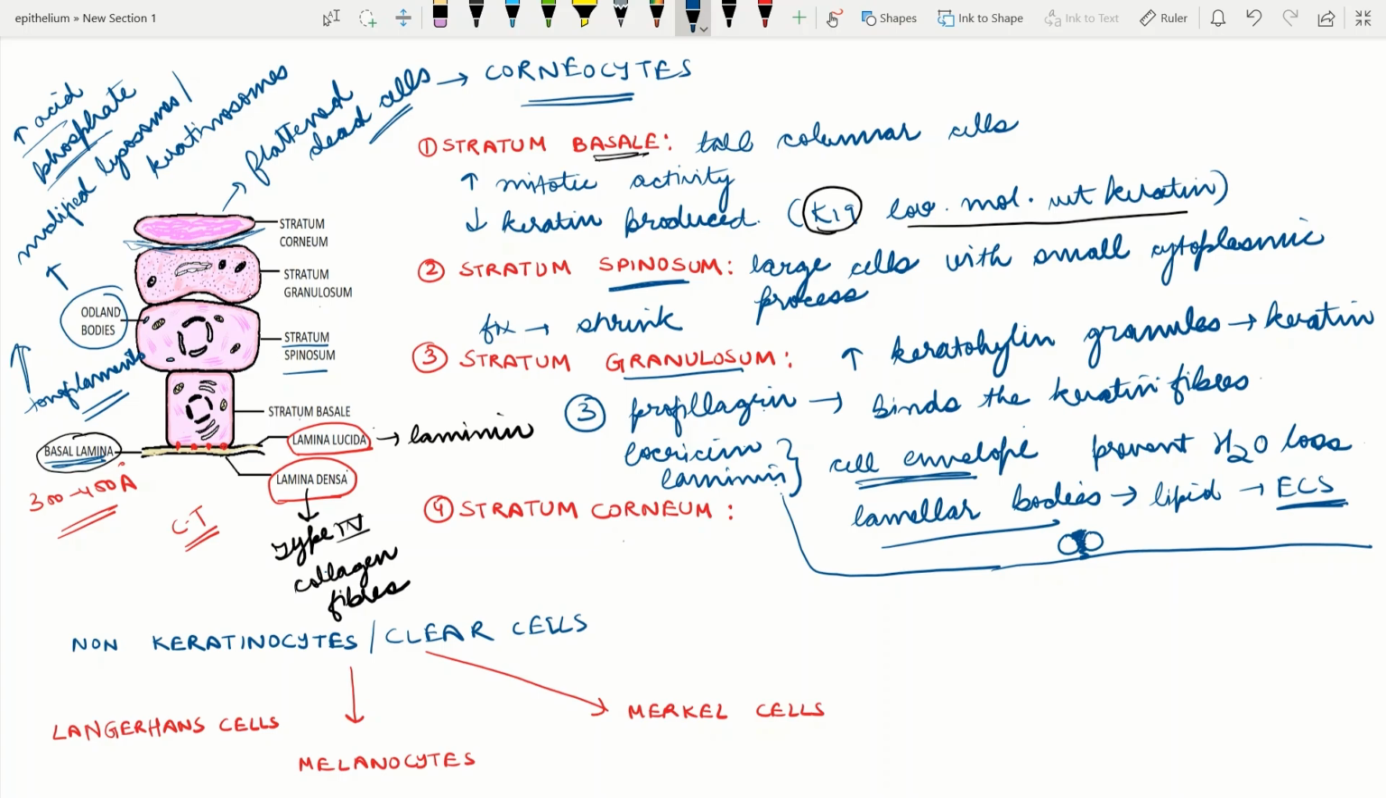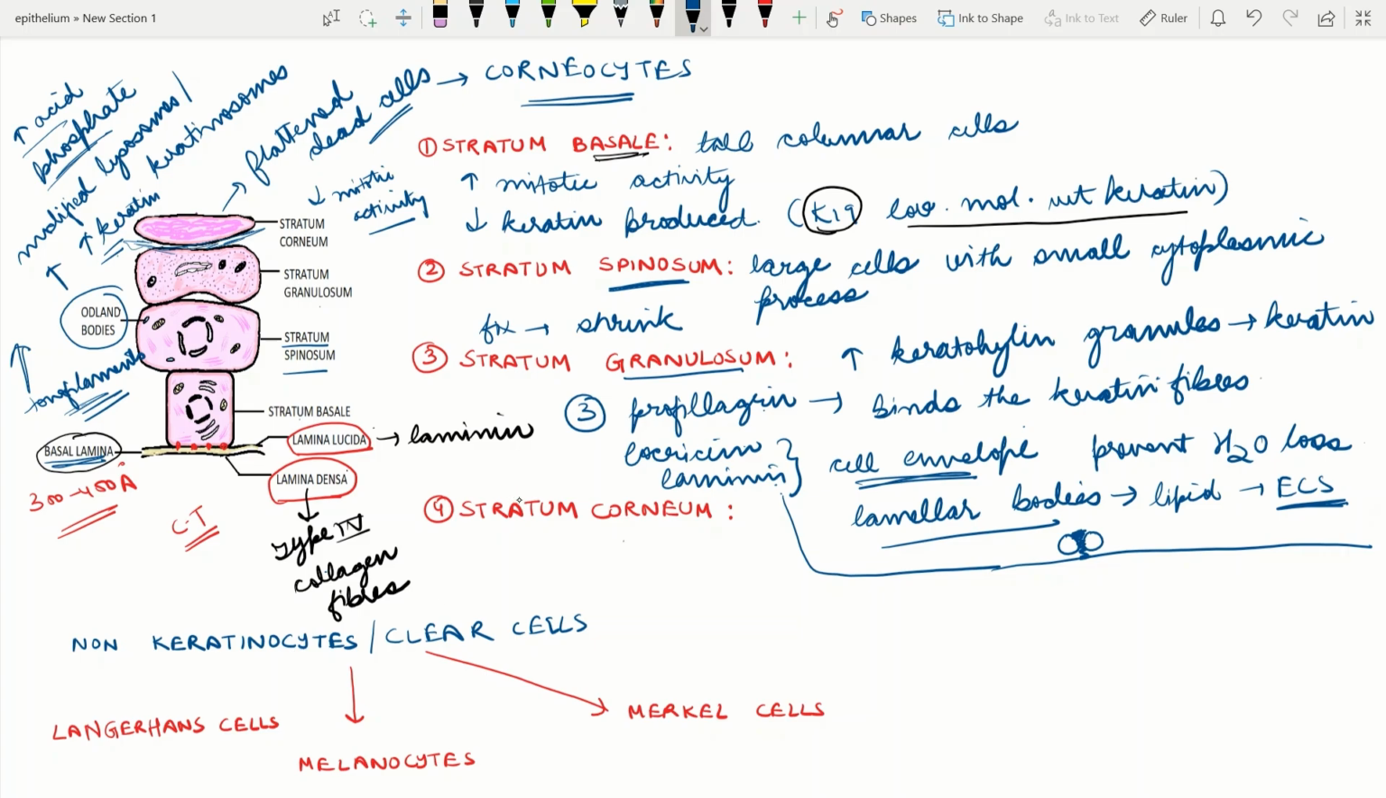So this was the change. These were the changes that you see as we move up in the layers. That is, the cells become more flattened. The amount of acid phosphatase activity will increase, and the tonofilaments will also increase as we move up in the layers. And the amount of keratin production will also increase, and the mitotic activity will decrease. There will be decreased mitotic activity as we move up in the layers.